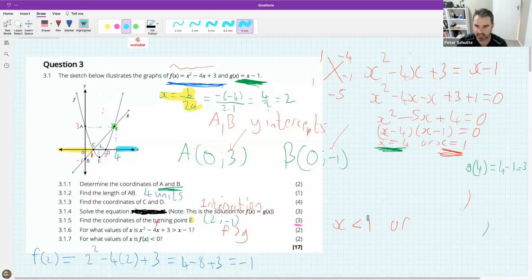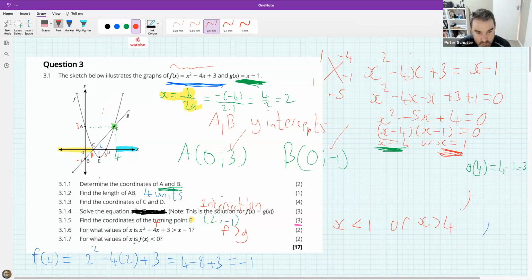So when x is less than 1, the parabola will be above, and also when x is greater than 4. And that's where f is above g. Okay, last question before the break.